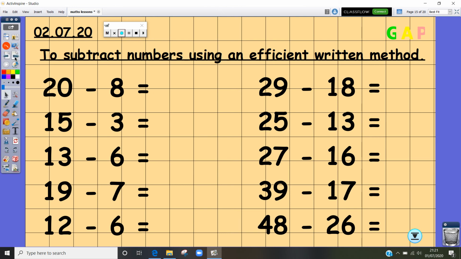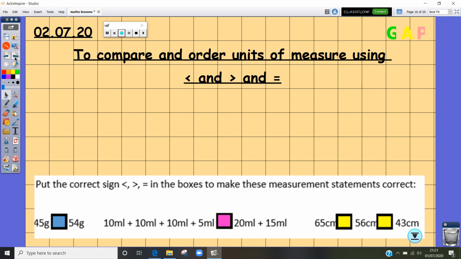Okay, welcome back, Bumblebees. I hope you managed to do your subtractions really well. For the remainder of today's lesson, we're going to compare and order units of measure using our greater than, less than and equals to signs. We're going to have a look at using those in a number of different questions.